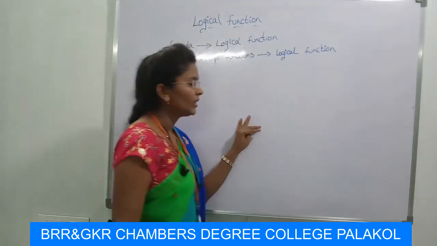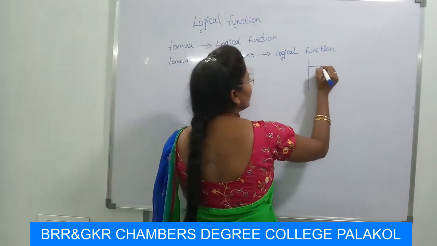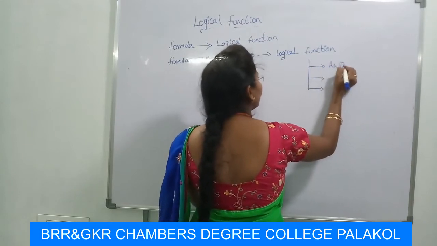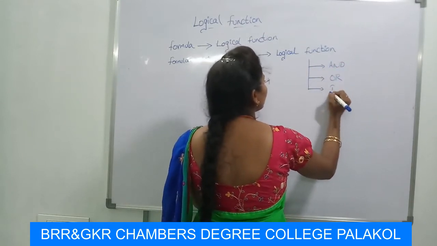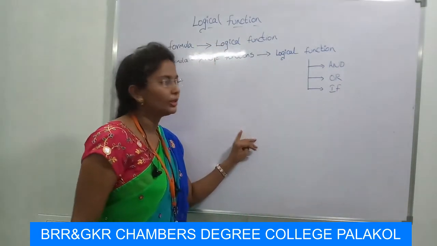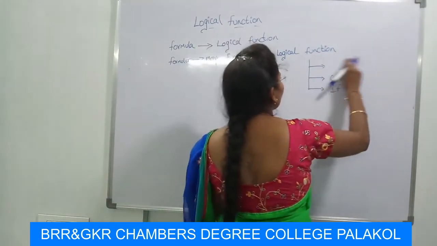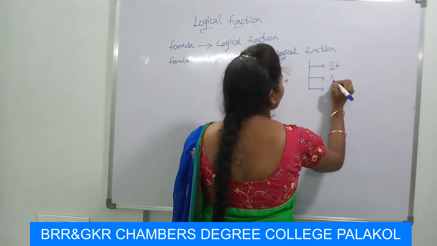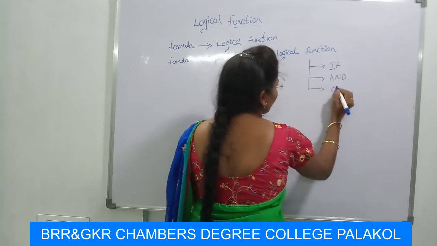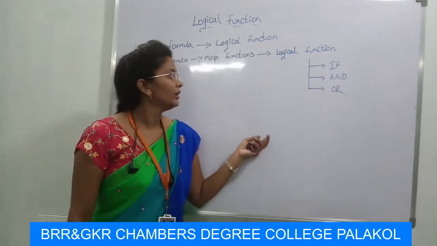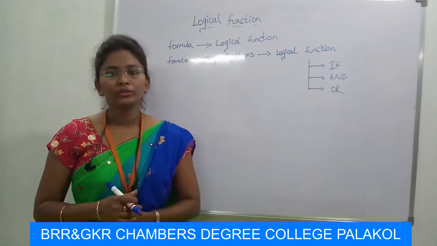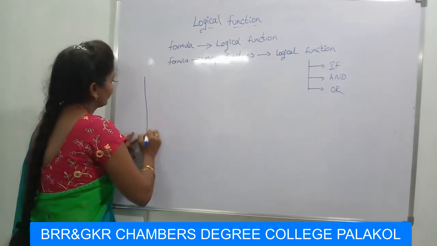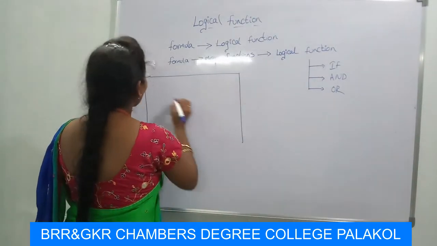In this logical function we have three types. First one is AND function, OR function, or IF function. First we have to take the if function and then we can write the remaining if, and, or functions. These are the types of logical functions. Here in this I have to take the sample Excel sheet.